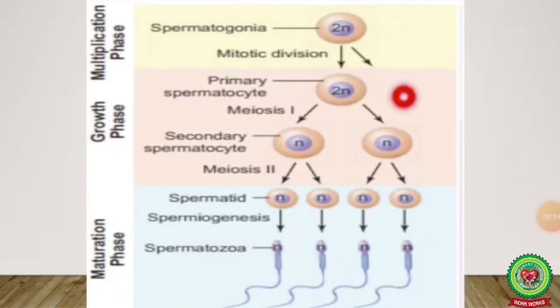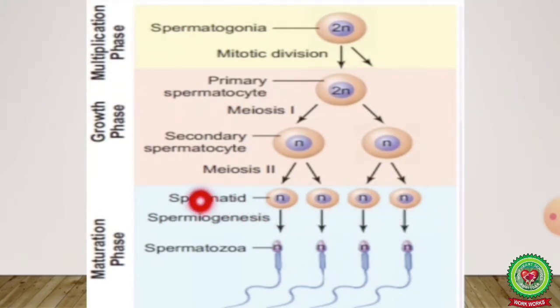In this picture, we can see the complete process of spermatogenesis. In multiplication phase, spermatogonia undergo mitotic division, resulting in the formation of primary spermatocyte. Primary spermatocyte undergoes meiosis 1, which is a reductional type of cell division, resulting in the formation of secondary spermatocyte. Secondary spermatocyte undergoes meiosis 2, which is an equational cell division, resulting in the formation of 4 haploid cells.